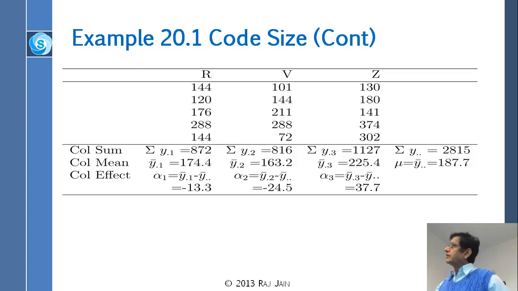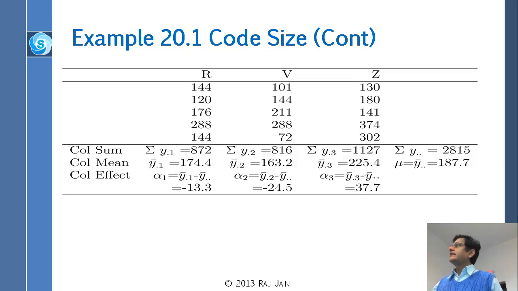Add up the whole thing, you get 2815, and divide by 15, you get 187. Similarly, you get the column mean, and then you subtract this 187, you get the column effect.